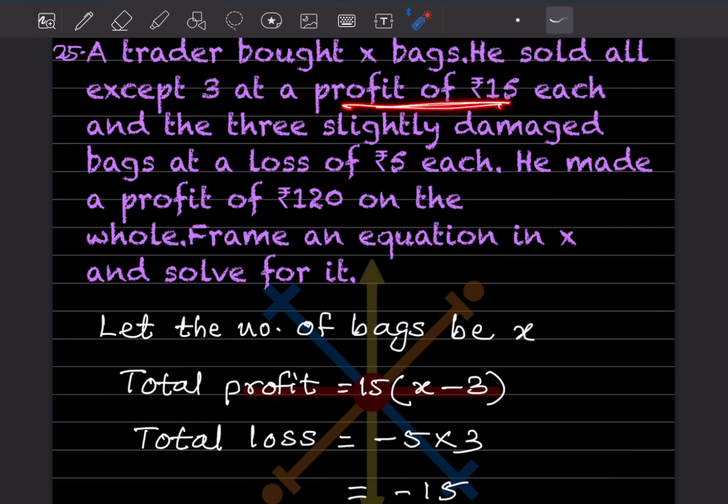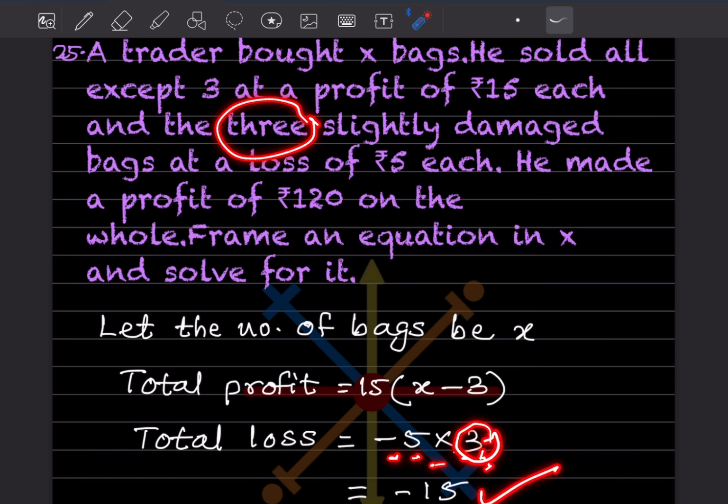Profit of 15 each except 3. Except 3 means the number of bags is x, so we have to subtract 3 from it. And his profit is 15 each. So 15 into x minus 3. Hope this is clear to you. And the loss is 5 each, so minus 5 because the loss is negative. How many will this be? The bags are 3 slightly damaged, right? So minus 5 into 3, that is going to be minus 15.